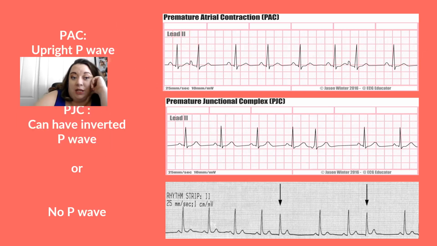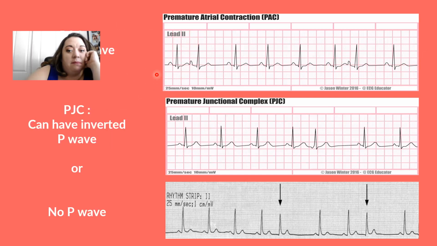Alrighty. PJCs can show up two different ways. Same thing, your underlying rhythm is probably regular, your R to R is spaced out evenly, but I have a couple of early beats. So if I'm looking at this one, this guy's early. And that's actually the only one. You'll notice that it's going to basically go back into a normal rhythm over here.